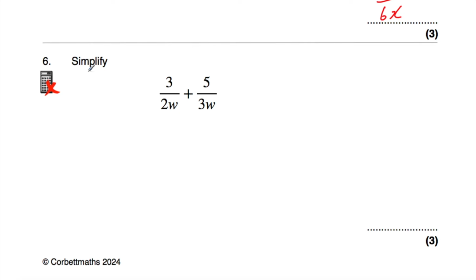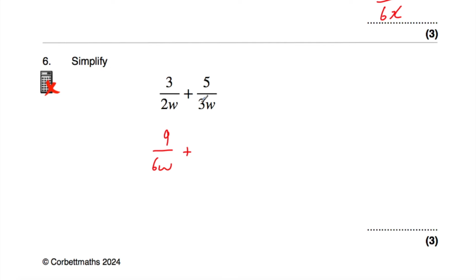So question number 6 says simplify 3 over 2w plus 5 over 3w. So if we notice here, the denominators aren't the same. We've got 2w and 3w. So I'm thinking a good common denominator would be 6w. We can multiply both of these by 3, and we can multiply both of these by 2. And then that will give us 6w and 6w. So let's multiply both the numerator and the denominator of the first fraction by 3. So if we do that, we would get 3 times 3 is 9, and 2w times 3 would be 6w.